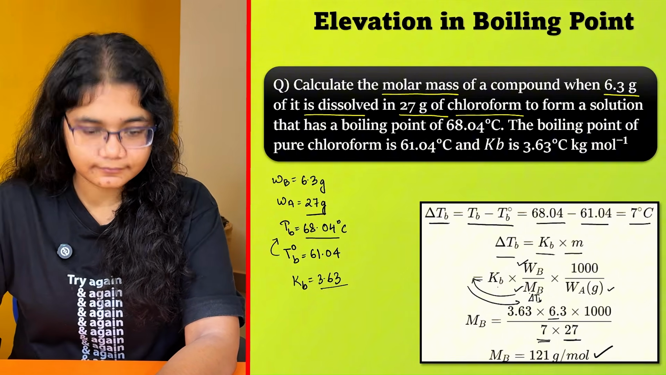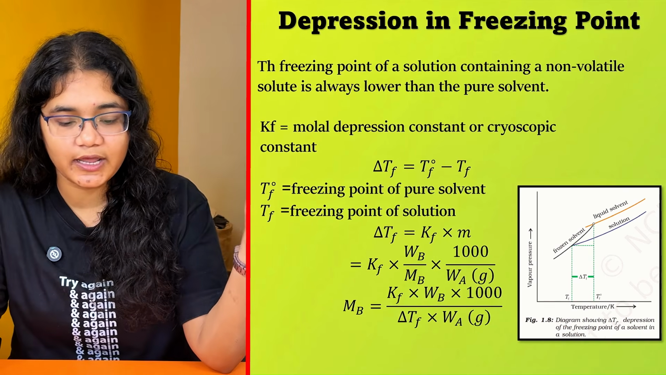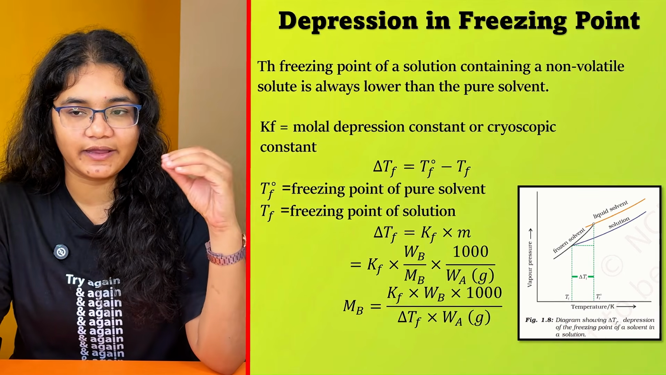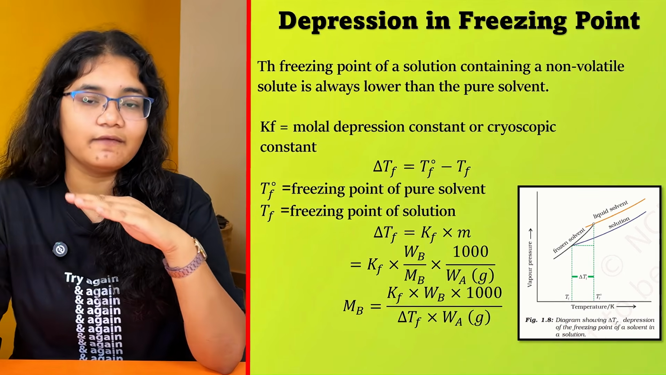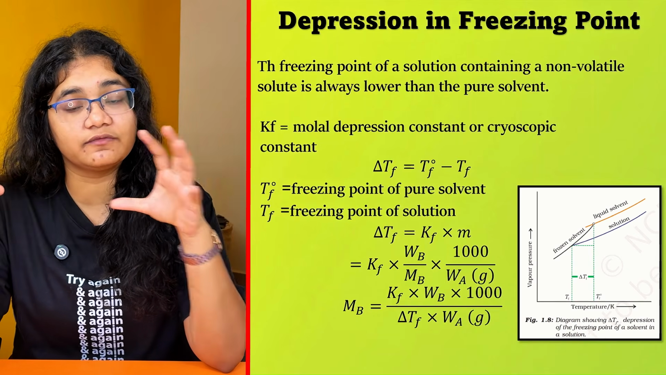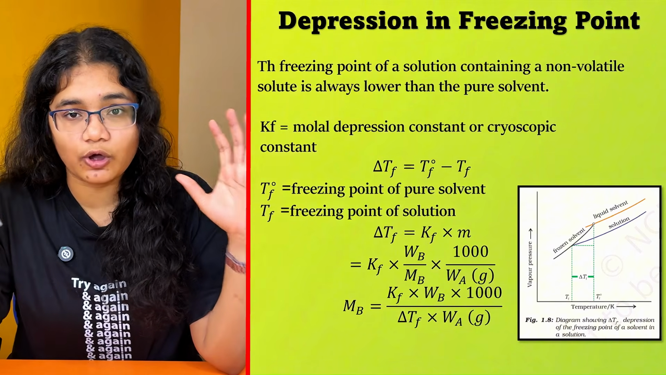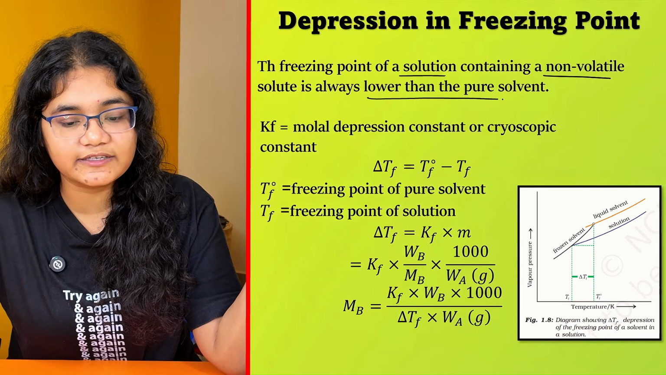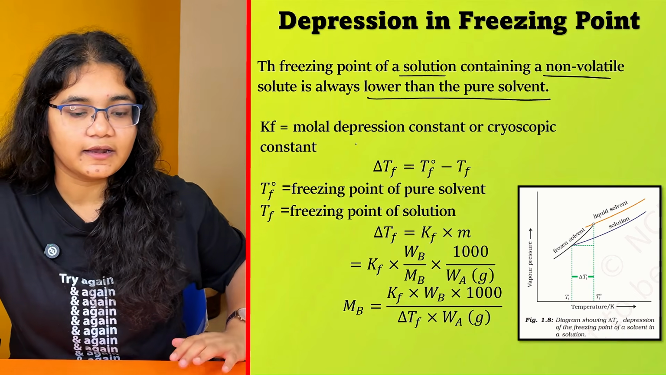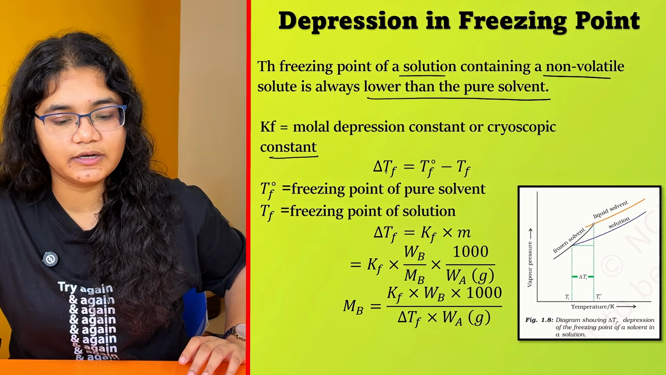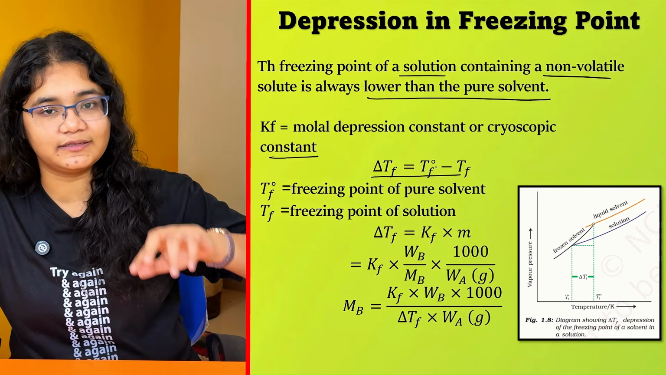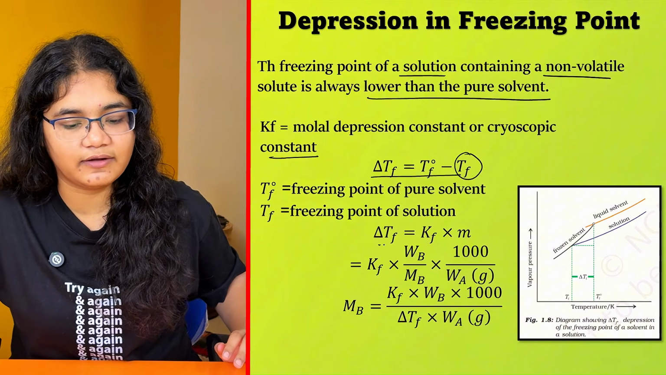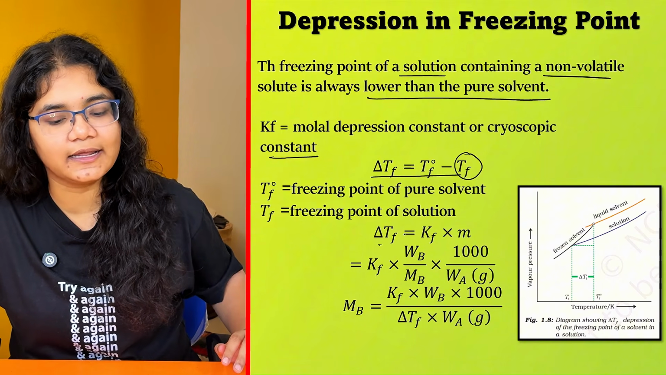Okay, now let's go to the next one, depression in freezing point. If you have understood the concept of elevation in boiling point, this is very similar. Whenever you have a solvent, it has a freezing point. When you add a solute, the freezing point will decrease. The freezing point of a solution containing a non-volatile solute is always lower than that of the pure solvent. Now Kf is the molal depression constant, and delta Tf is equal to T0f minus Tf, because the freezing point of the solution is less than the original value. And delta Tf is equal to Kf into m, where m is molality.